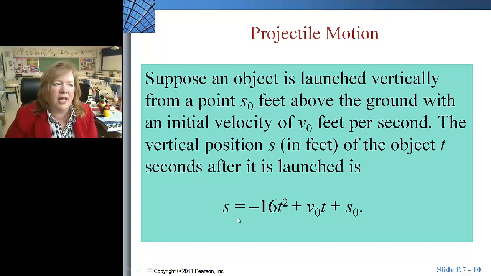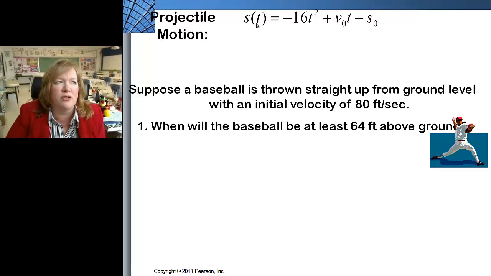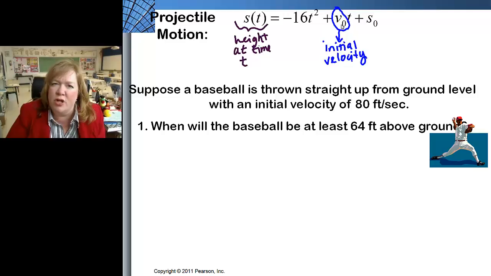The vertical position s, so that's the height of your object, t seconds, again, t is like our x, after it is launched is given by this equation, negative 16t squared plus v sub 0 times t plus s sub 0. The v sub 0 and the s sub 0, they're going to give you in these problems. So let's look at this first example. Remember, our projectile motion is this equation, s of t, that's the height at time t. T stands for time. V sub 0 is initial velocity, and it's always some unit of measure per time.